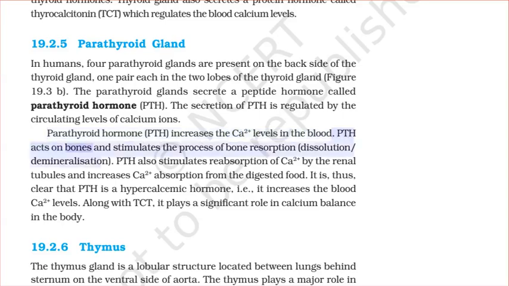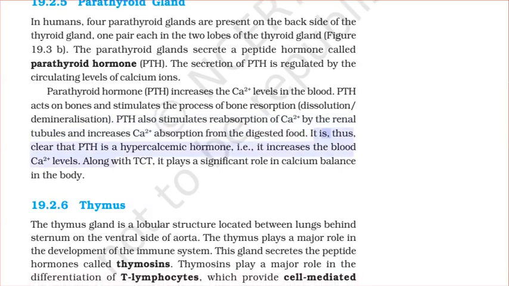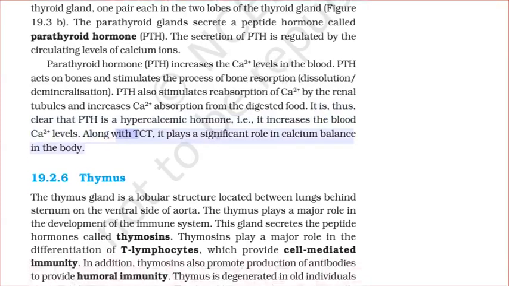PTH acts on bones and stimulates the process of bone resorption, dissolution, demineralization. PTH also stimulates reabsorption of Ca2+ ions by the renal tubules and increases Ca2+ ion absorption from the digested food. It is thus clear that PTH is a hypercalcemic hormone. That is, it increases the blood Ca2+ ion levels. Along with TCT, it plays a significant role in calcium balance in the body.